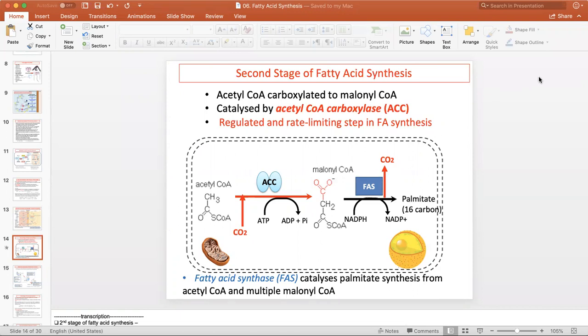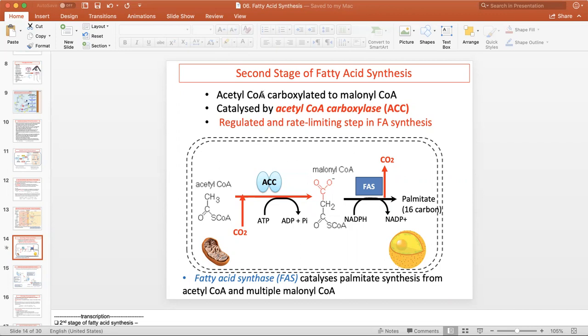Okay, perfect, you're welcome. So this is the first part: acetyl-CoA to malonyl-CoA, two carbon to three carbon. Then we take the acetyl-CoA and the malonyl-CoA and keep adding them until we reach a 16 carbon molecule, with the help of FAS, or fatty acid synthase. Fatty acid synthase catalyzes palmitate synthesis from acetyl-CoA and multiple malonyl-CoA until we reach a 16 carbon molecule. How do we do that? It's coming up in the next slides, so you don't have to worry about it now. Just know from this slide that you convert acetyl-CoA into malonyl-CoA, and keep adding them until you reach a 16 carbon molecule, which is your fatty acid. This is your second step of fatty acid synthesis.